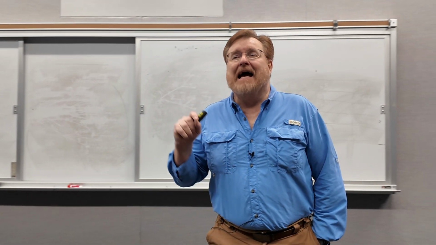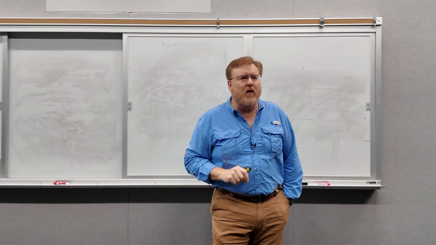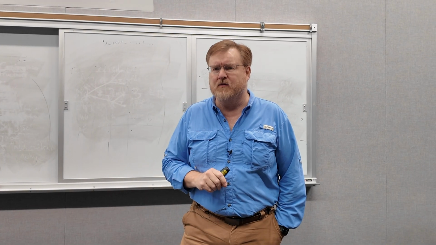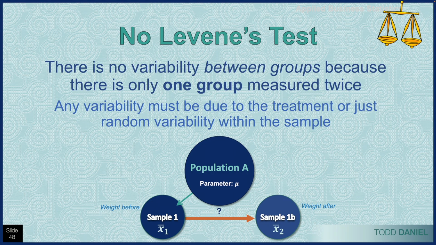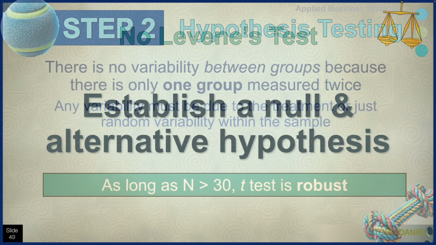When we did an independent samples t-test, we had to test for the variances between the groups. We used Levene's test for that. We don't have Levene's test for the paired samples t-test, and here's why. There is no variability between the groups because there's only one group. Same group measured twice. Any variability has to be due to the treatment or just random variability within the sample. We don't have two groups, so we don't need to test for variability between those two groups. And as long as our sample size is greater than 30, the t-test is going to be robust.